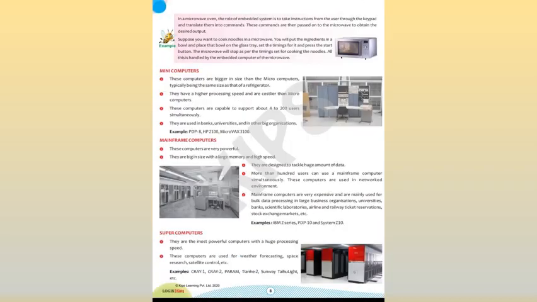Then after, the mini computers. Mini computers are bigger and more powerful than the microcomputers. They are faster and have more memory than the microcomputers. Next, we will proceed with the mainframe computers.